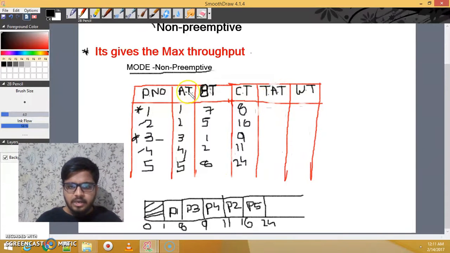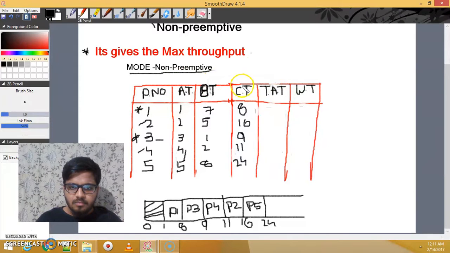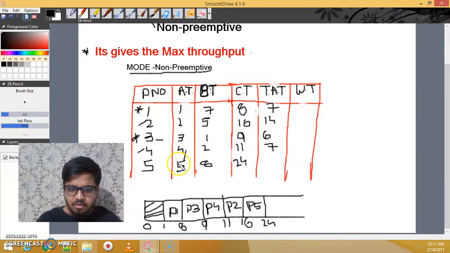So what is the turnaround time? Completion time minus arrival time. 8 minus 1 is 7. 16 minus 2 is 14. 9 minus 3 is 6. 11 minus 4 is how much? 11 minus 4 is 7. 24 minus 5, what is 24 minus 5? That is 19.